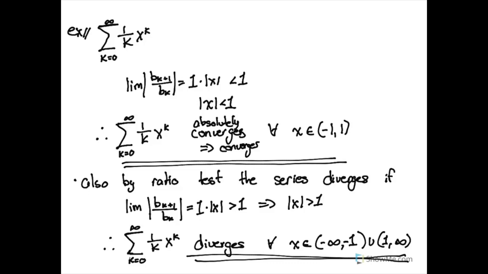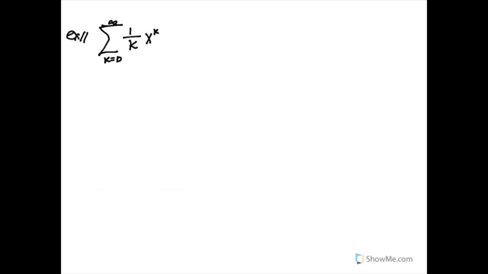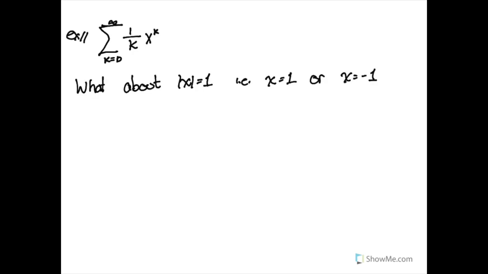Right? But what about the points where absolute x is equal to 1? The theorem for the ratio test says that the ratio test is inconclusive, so we need to check those points manually. So what about absolute x equal to 1, i.e. x equals 1 or x equals minus 1?